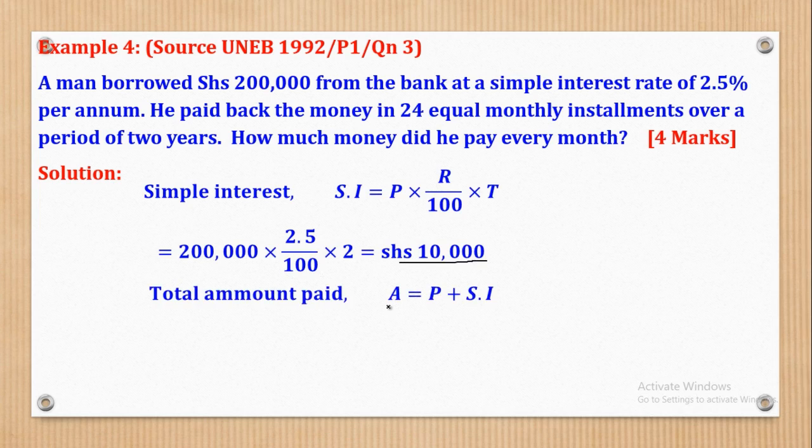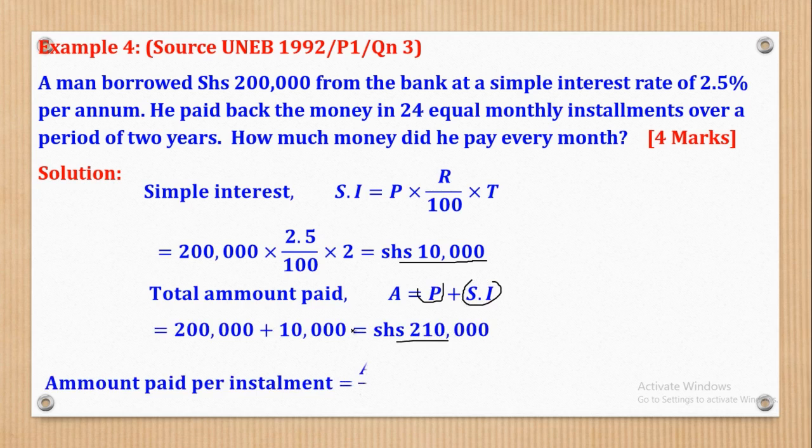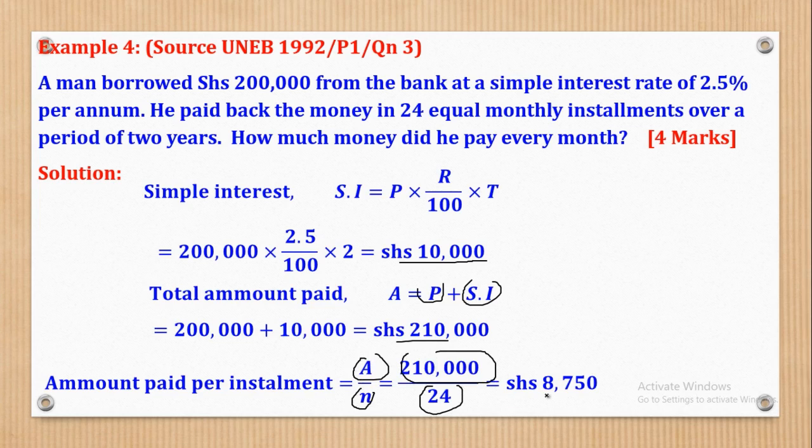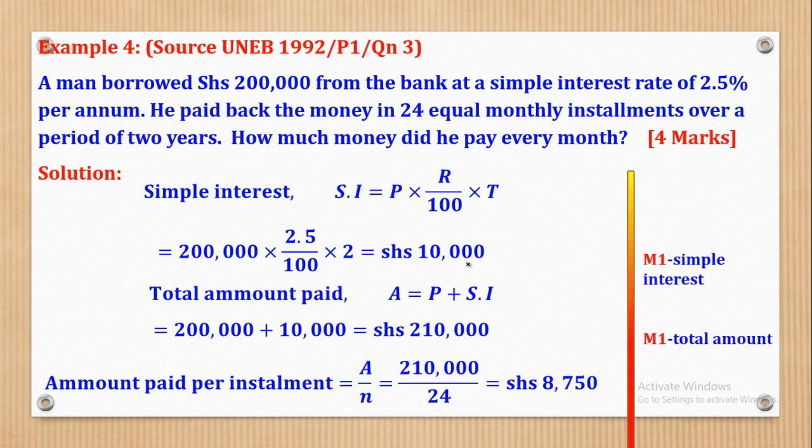Therefore, total amount paid is equal to principal plus simple interest, which will be equal to 210,000 shillings. So amount paid per installment is equal to total amount paid over number of installments. So total amount paid is 210,000 shillings and number of installments is 24. When I divide, I'll come up with 8,750 shillings. So basically that's what they wanted.